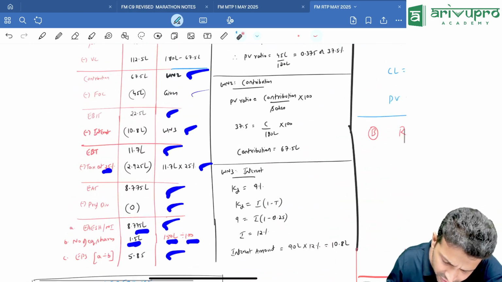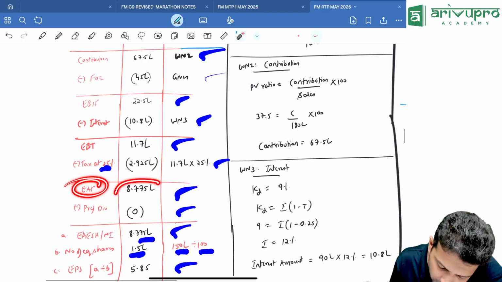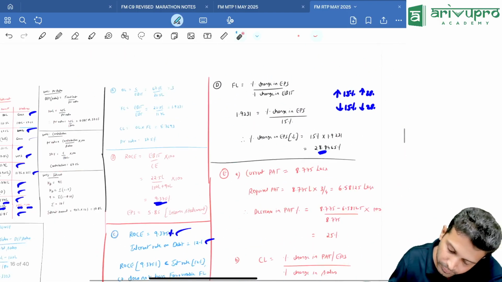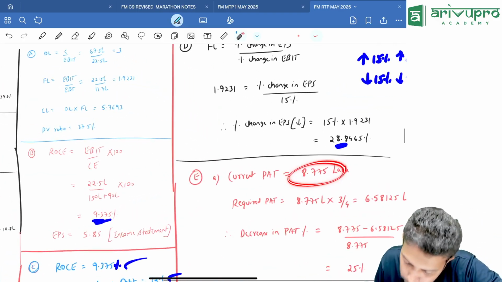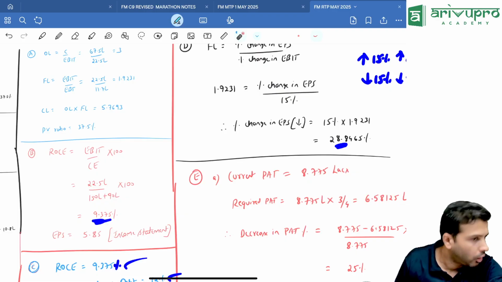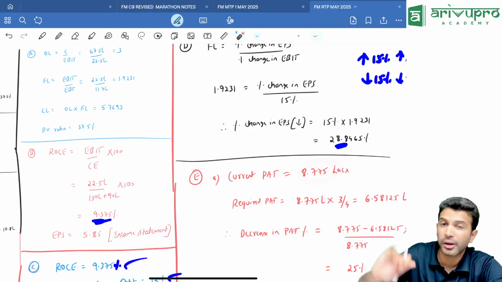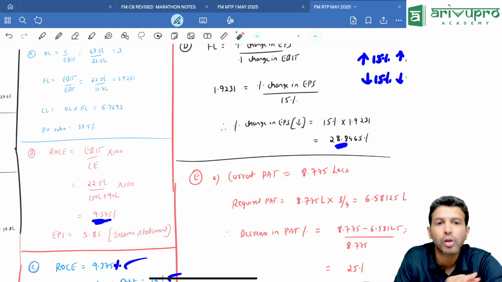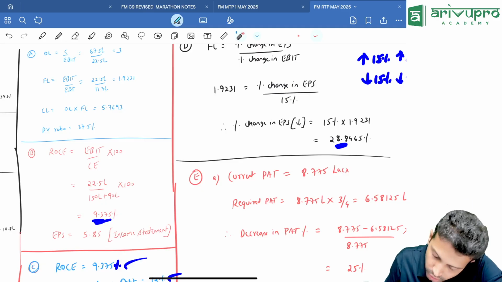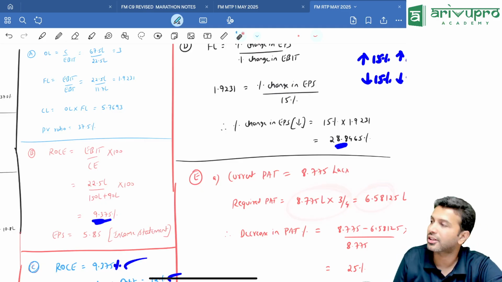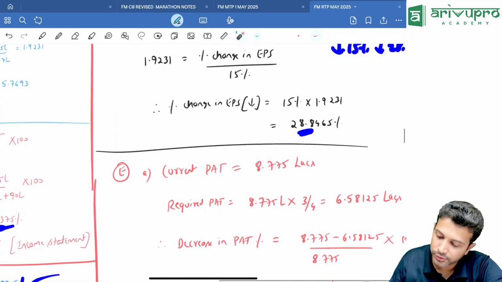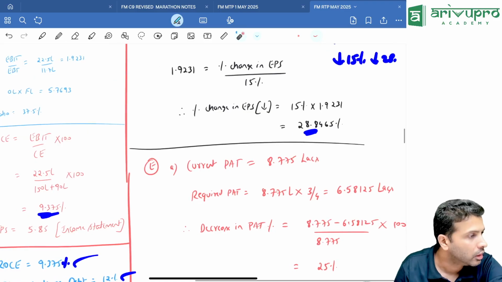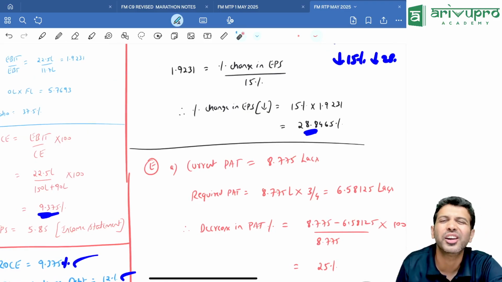What is the current PAT? Check. Current earnings after tax, or profit after tax, is 8,77,500. Write that. Current PAT is 8.775 lakhs. It should become 3/4 of this number. So calculate 3/4 of this number. The question told it should become 3/4. 3/4 means how much? 6,58,125.